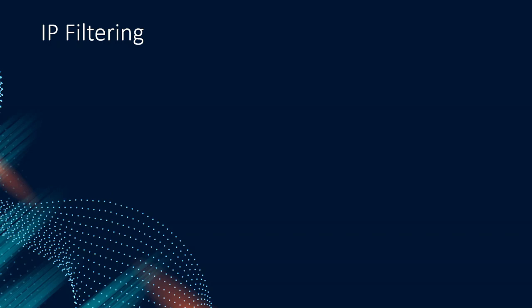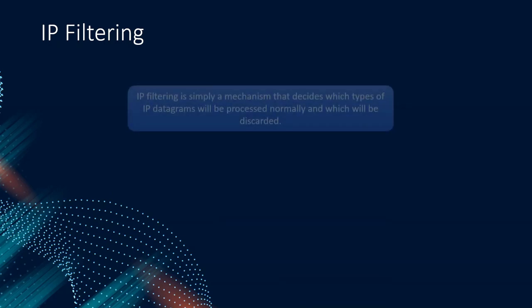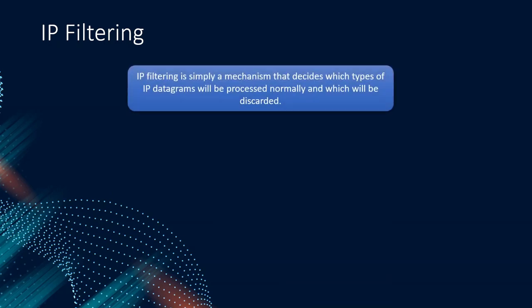Now as we have talked about IP addressing and all, we can safely move towards filtering them. Now what is IP filtering? It is a mechanism that decides which type of IP datagrams will be processed normally and which will be discarded. It is simply a filter which knows which data to pass and which not to. So there are some criteria on which the filtering works.